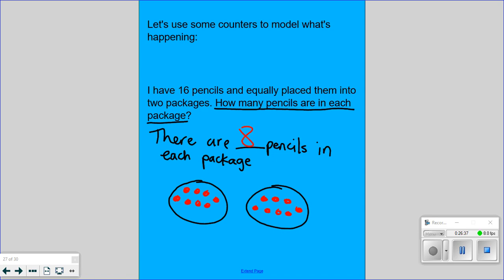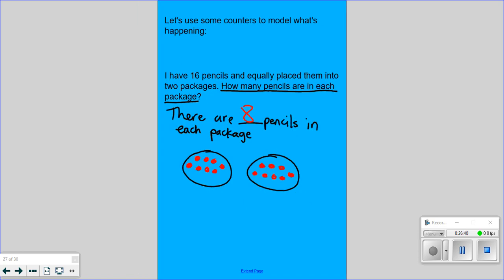Let's write the division language that matches. What did I start with? Bryson? 16. 16 pencils, good. I start with 16 pencils. Funny little round red ones or yellow ones. What did I do with those 16 pencils? What did I do with them? I licked them. I hope not. Lots of third graders have touched those. Ooh, that's a good way to get sick. Evelyn, what do we do with those 16 counters?